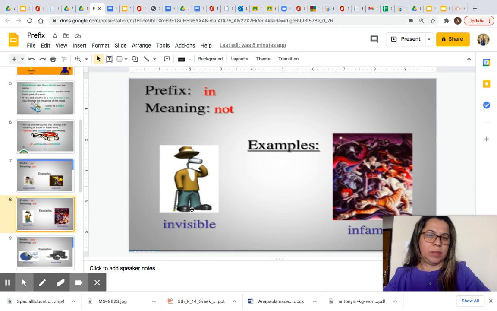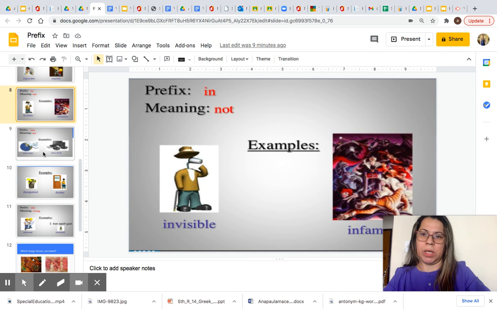Invisible. What does it mean? It means not visible. You don't see the face, so the face is invisible. What does infamous mean? Not famous, because "in" means not.